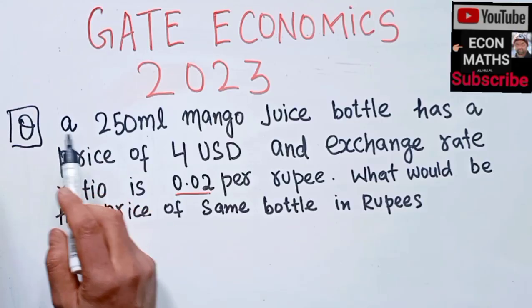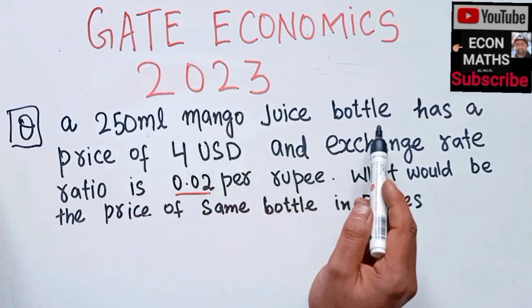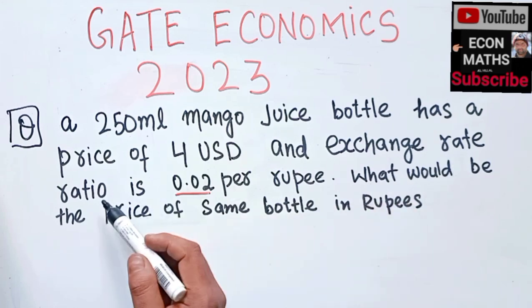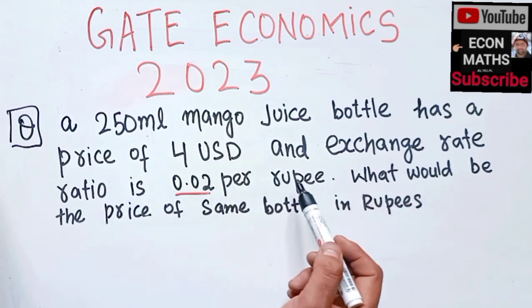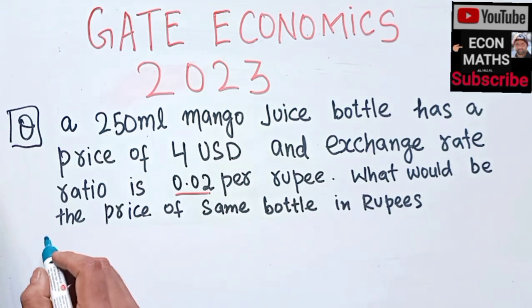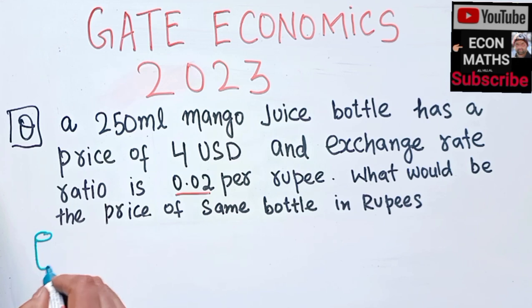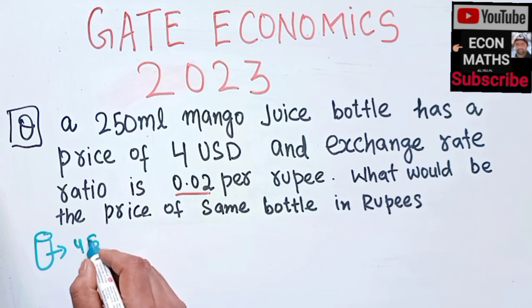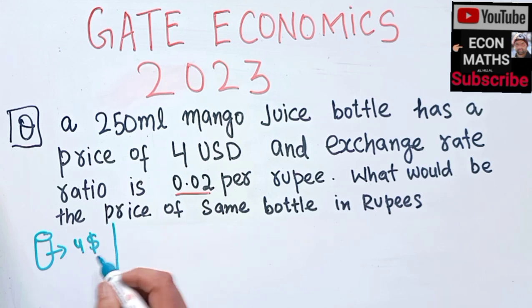A 250 ml mango juice bottle has a price of $4 and the exchange rate is 0.02 per rupee. What would be the price of the same bottle in rupees? So we are given a bottle of mango juice whose price is $4. We need to calculate the price in Indian rupees given the exchange rate.